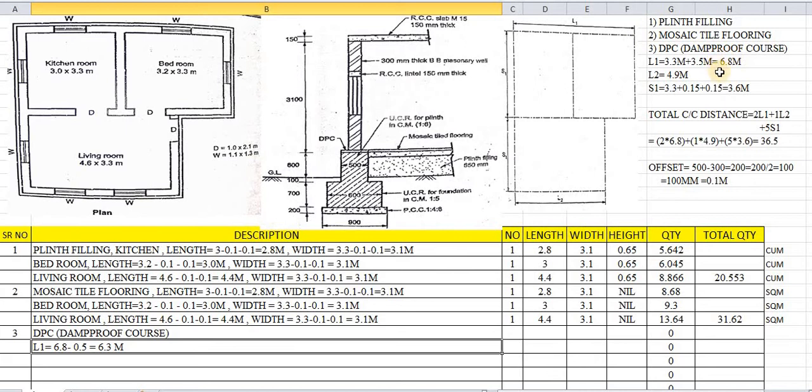Sorry, for the long wall it has been added: 6.8 plus the width of section. So for the long wall we add the width of section. So 6.8 plus the width of section for DPC, which is 0.5, so 6.8 plus 0.5 is 7.3. So 7.3 is the length of the long wall. How many long walls are there? Only 2 long walls are there, so we have taken 2.